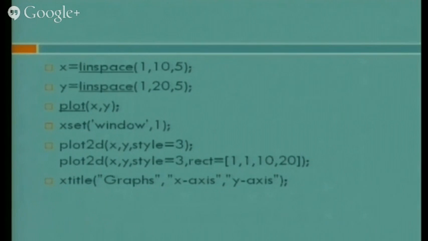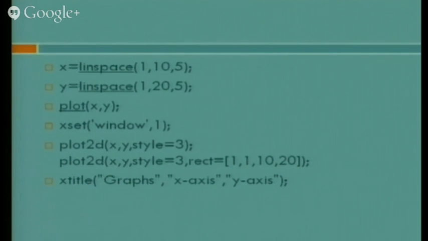X is equal to linspace(1, 10, 5), means starting from 1 to 10 with 5 elements. Then Y is equal to linspace(1, 20, 5). Plot X comma Y. Then xset window comma 1. Now another graphic window will be opened using this syntax, xset. Then plot2d, X comma Y, style equal to 3.